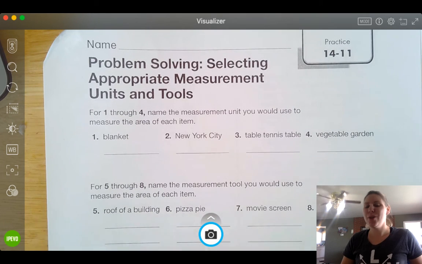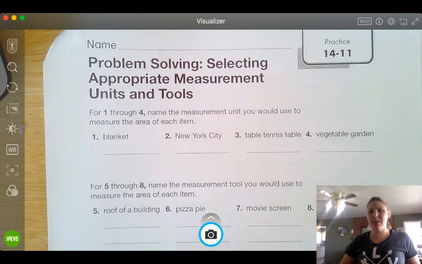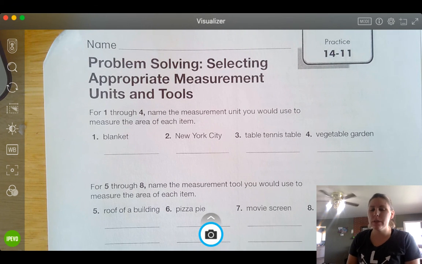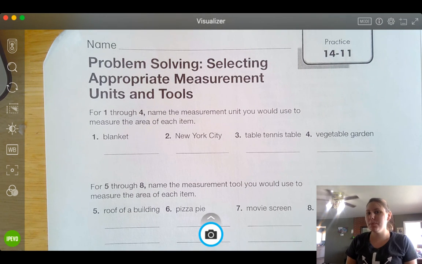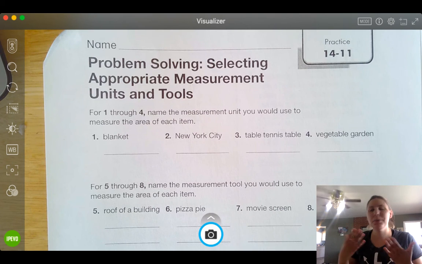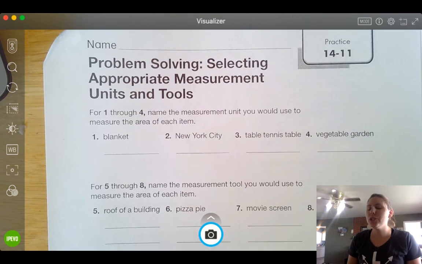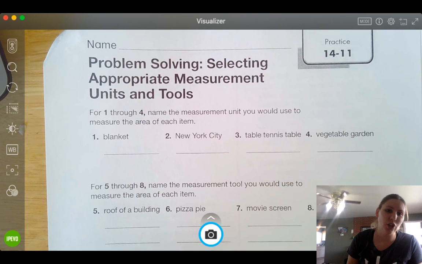Hey boys and girls, we are on practice 14-11 and this one is problem solving. We're selecting appropriate measurement units and tools. This lesson is really important because it's important that we know how to measure things and which tools make sense and which tools just don't make sense.